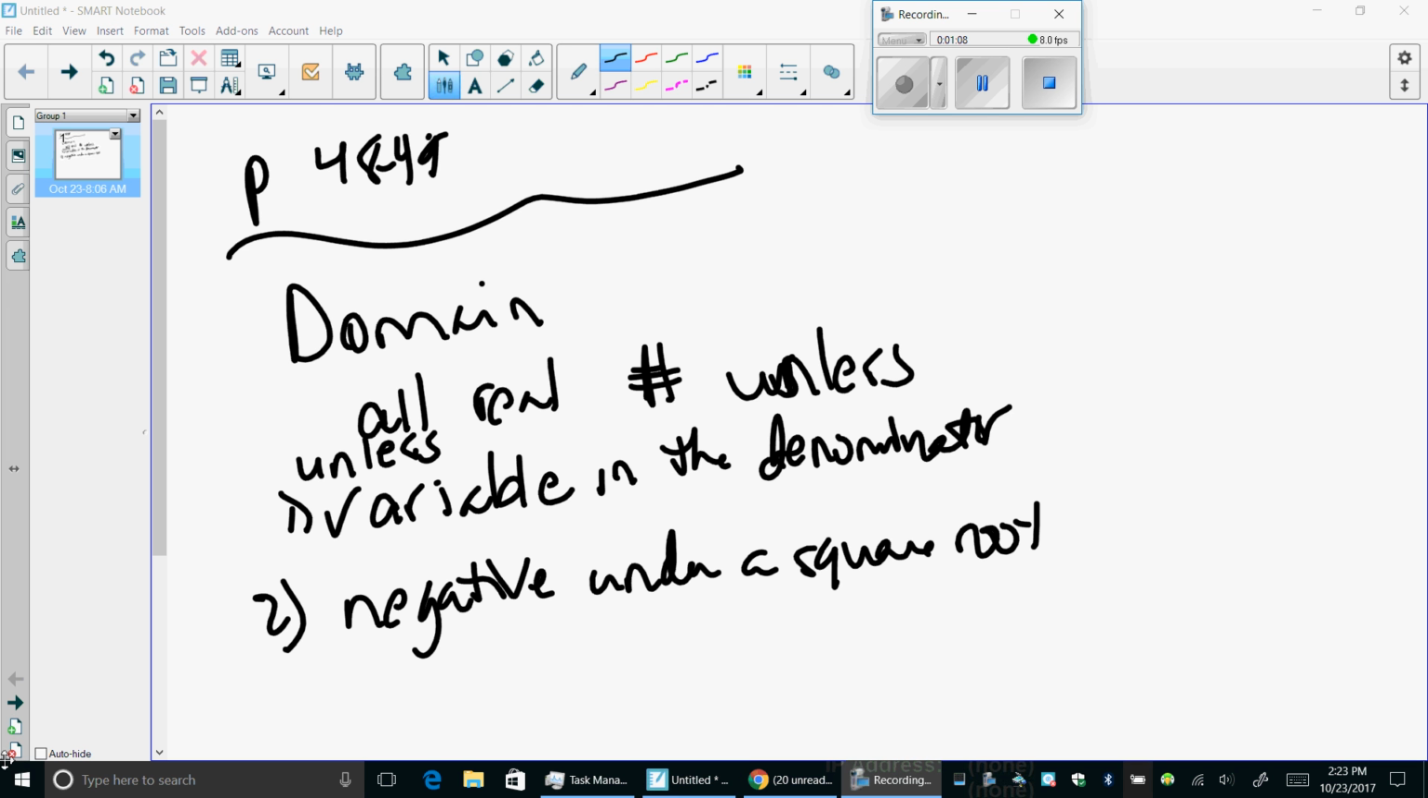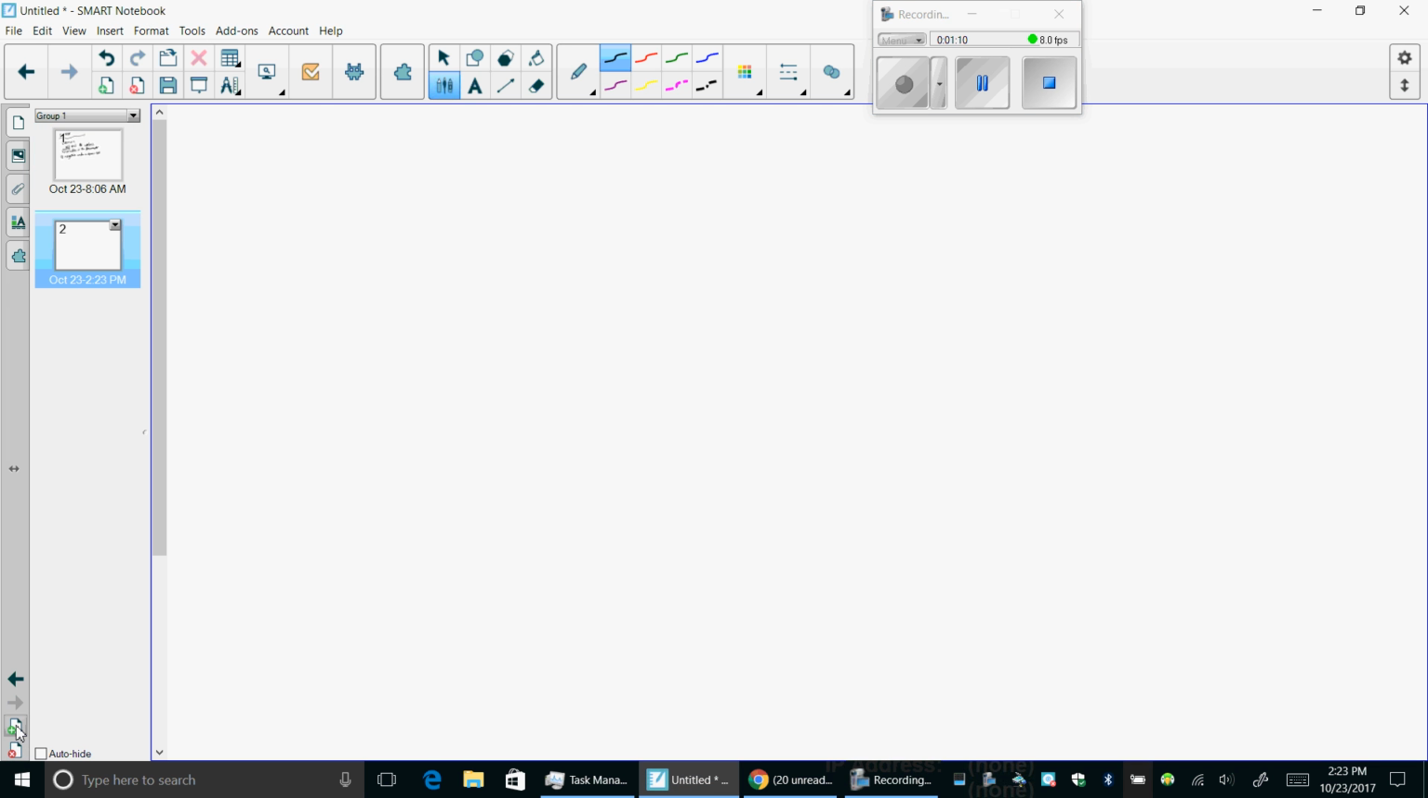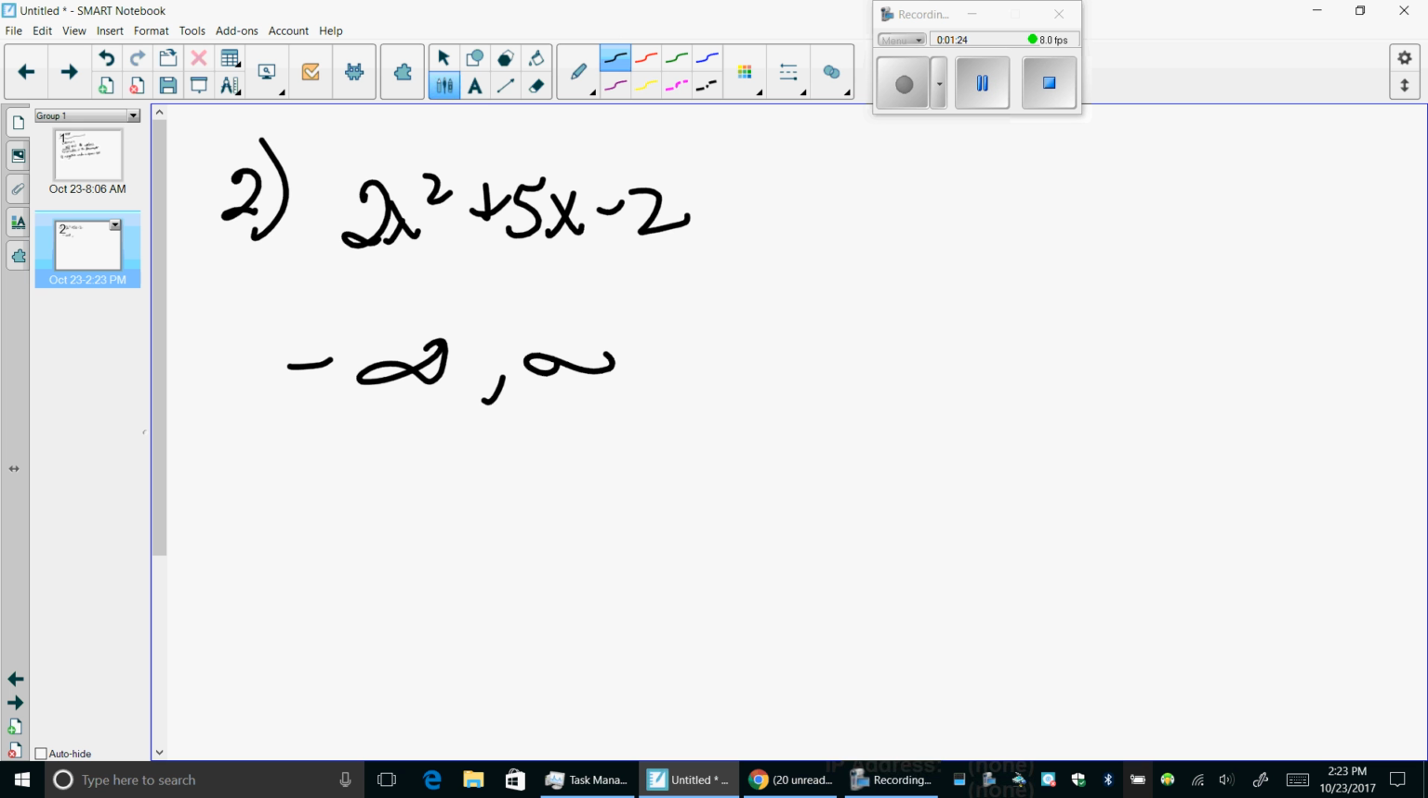Okay, so on problem number 2, that's what we're going to start with. We have 2x squared plus 5x minus 2. There is no denominator. There's no square root, so my domain on this is all real numbers, which would be negative infinity to positive infinity, and that would be my answer.